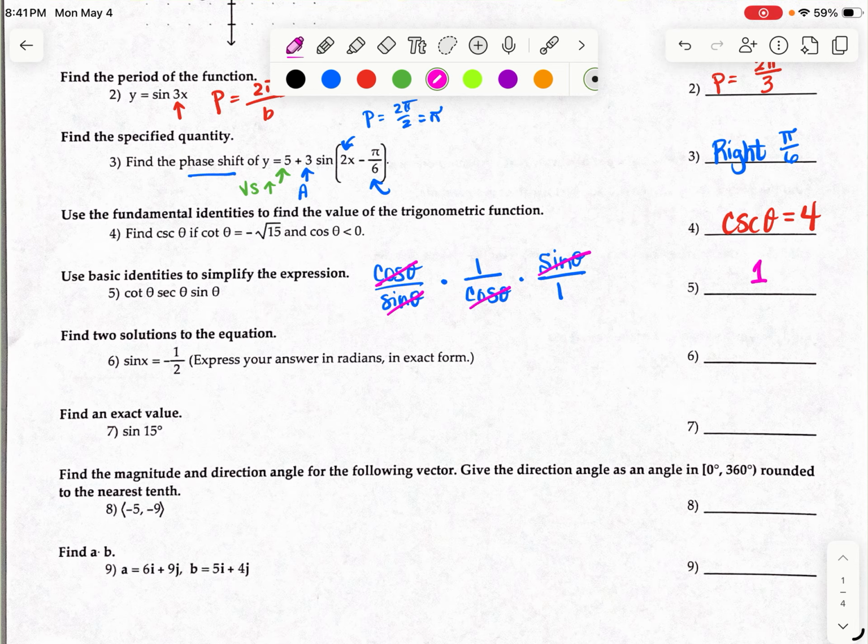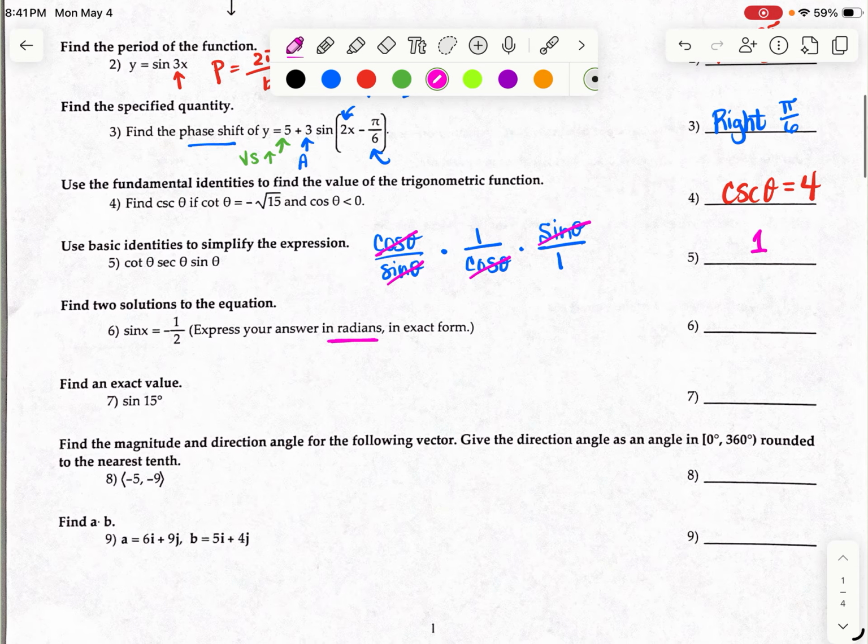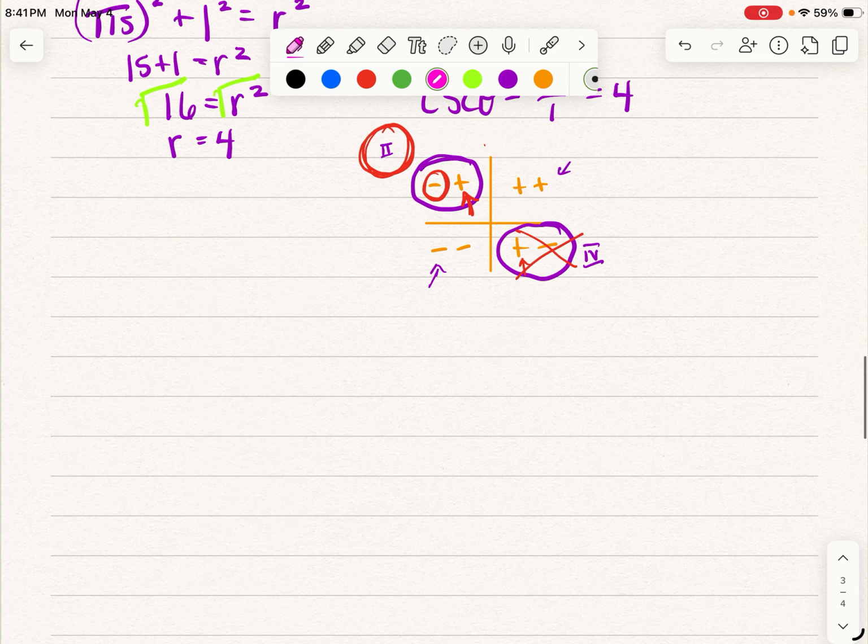Alright, sine is -1/2. Listen. First of all, they want my answer in radians, so we have to be careful. And we showed the other day you can't do this one in your calculator and get radians, because our calculators are not as nice as we'd like for them to be. So I'm just going to talk about the circle real quick.